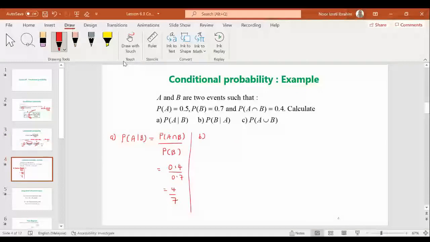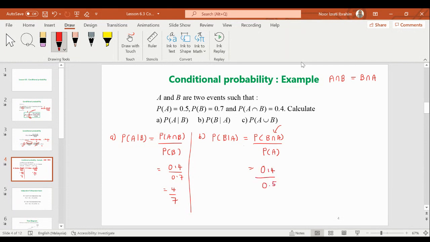For part B, the opposite now, B given A. So the formula changes to the probability of B intersect with A divided by the probability of A. Here, you must know that A intersect with B is the same as B intersect with A. So the probability of B intersect with A is still 0.4, and we divide by the probability of A, 0.5, which is 4 over 5.